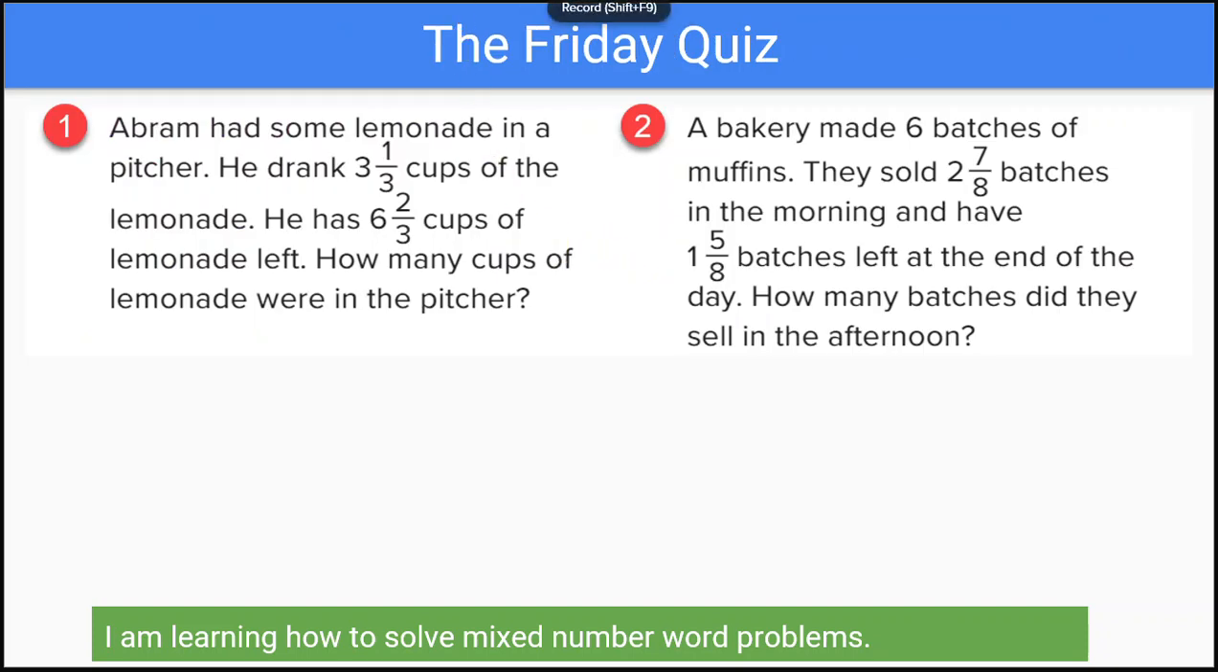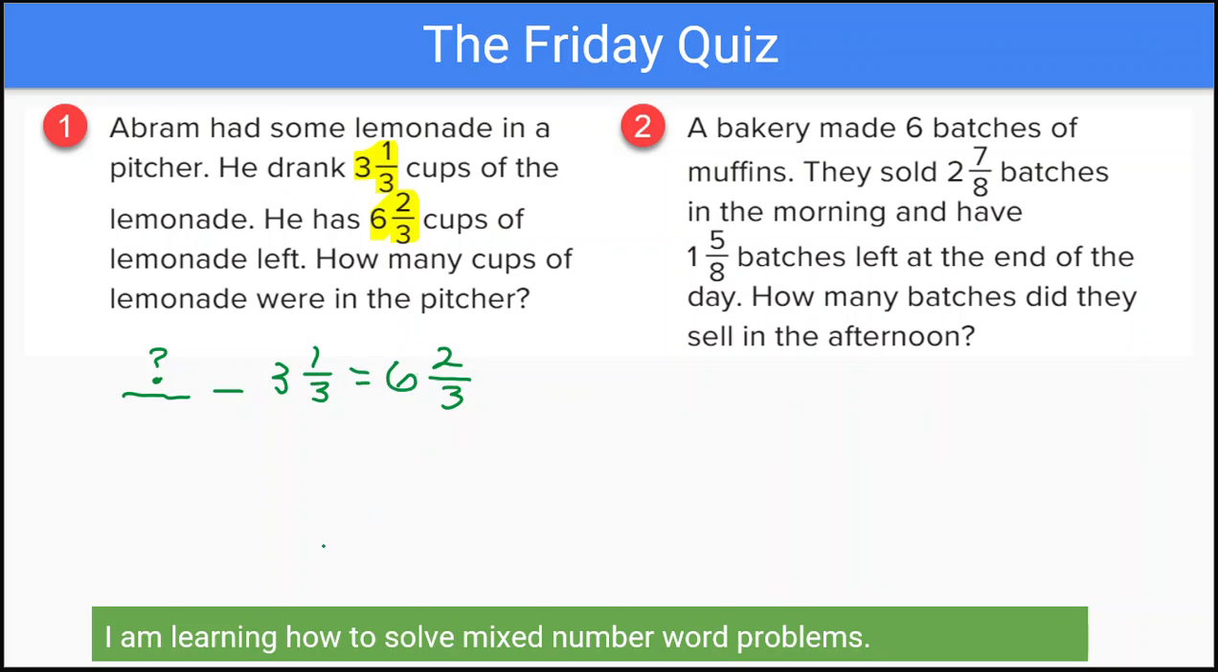Let's try one. It says here, Abram had some lemonade in a pitcher. He drank 3 1/3 cups of the lemonade. He has 6 2/3 cups of lemonade left. How many cups of lemonade were there in the pitcher to start? Okay, so we could say that he started off with some amount. We don't know how much it is. Then he took away 3 1/3 cups. He drank it. And he was left with 6 2/3 cups.